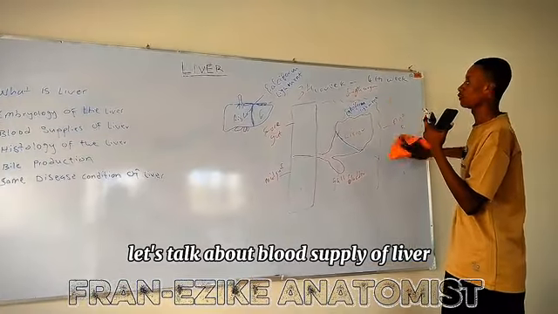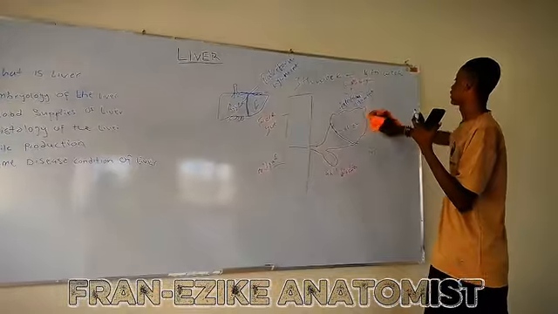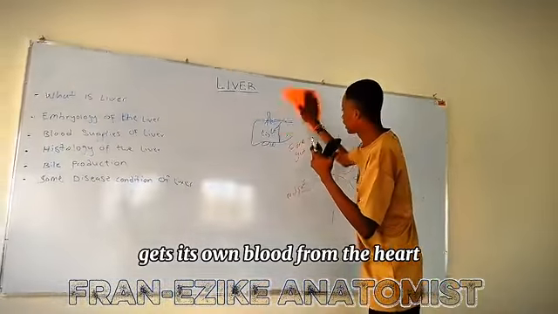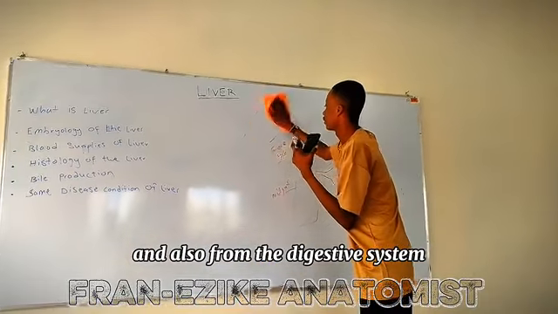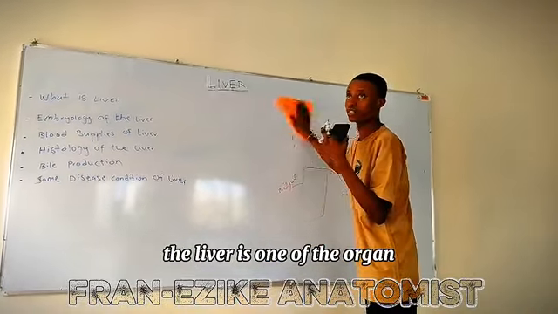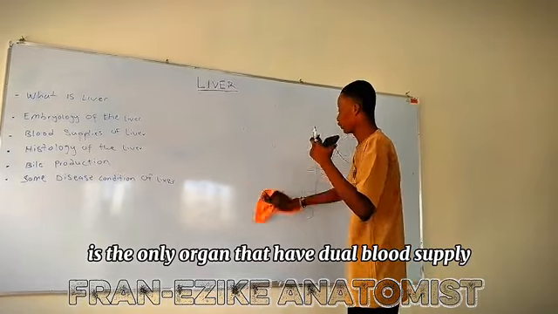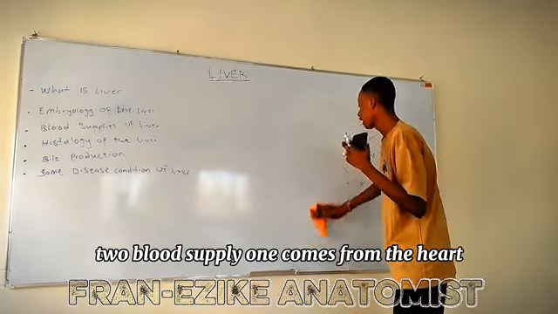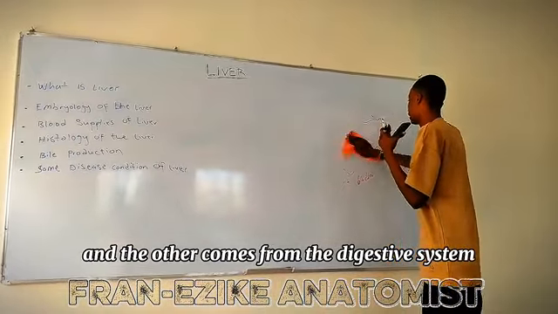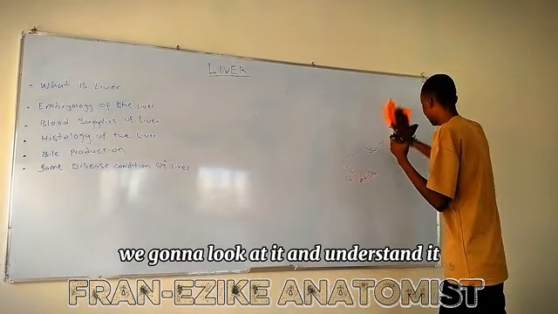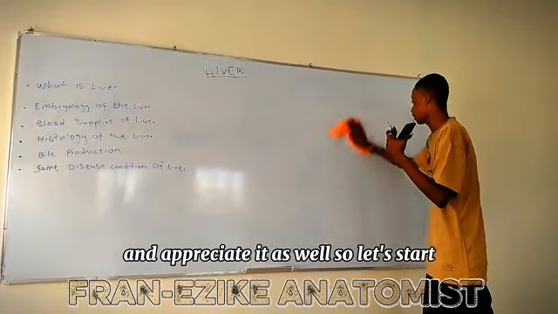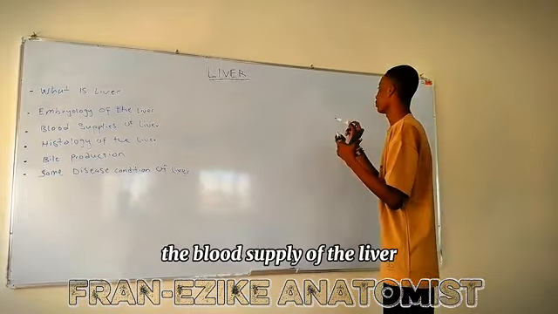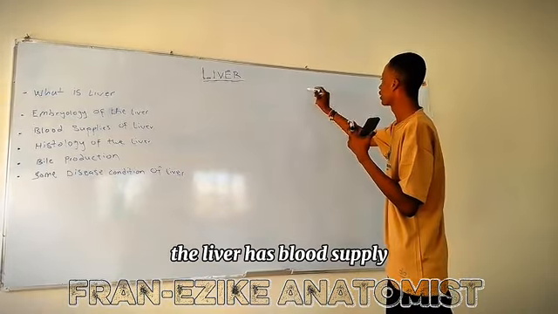Let's talk about the blood supply of the liver. Let's look at how the liver gets its own blood from the heart and also from the digestive system. The liver is the only organ that has a dual blood supply. Two blood supplies: one comes from the heart and the other comes from the digestive system. We're going to look at it, understand it and appreciate it as well. So let's start. The blood supply of the liver.